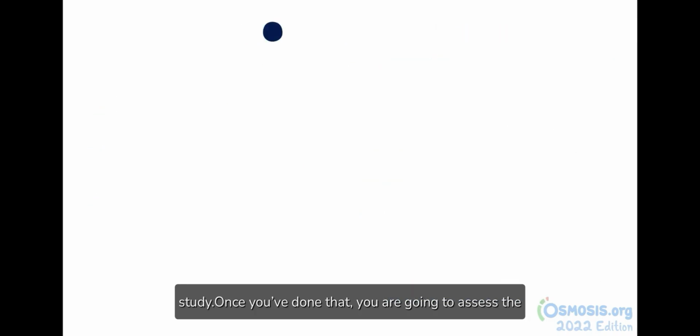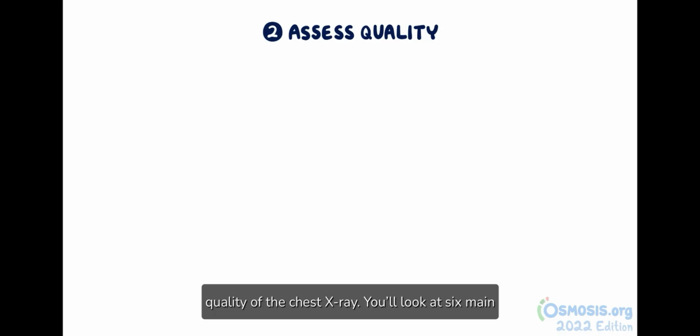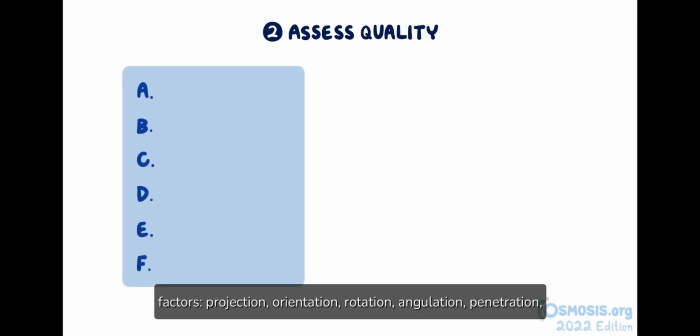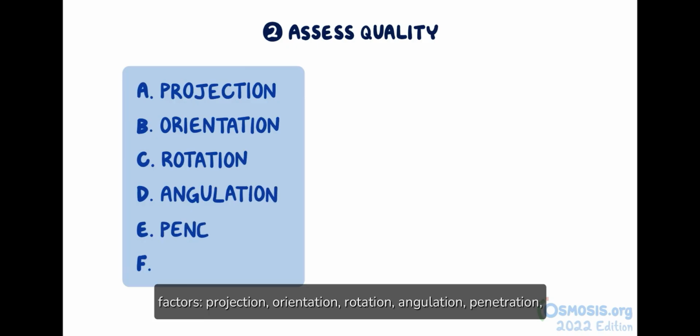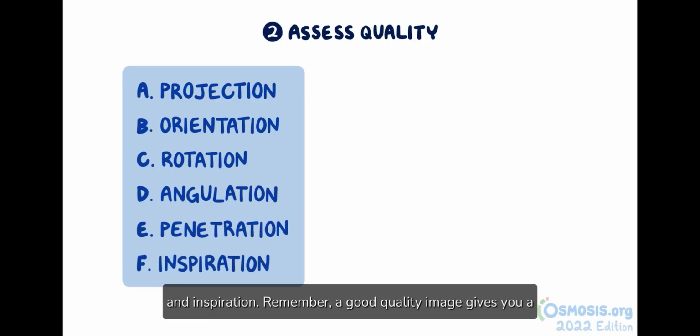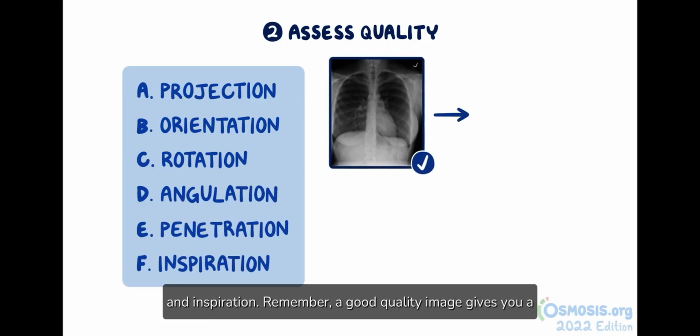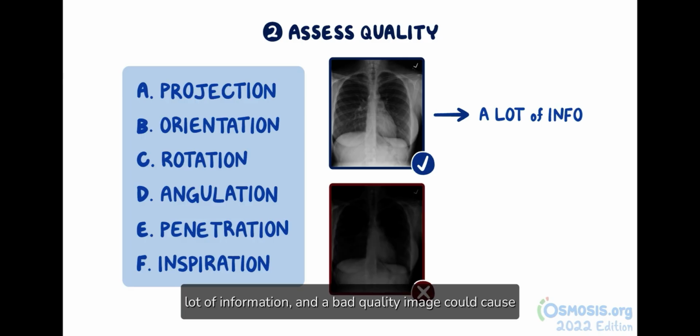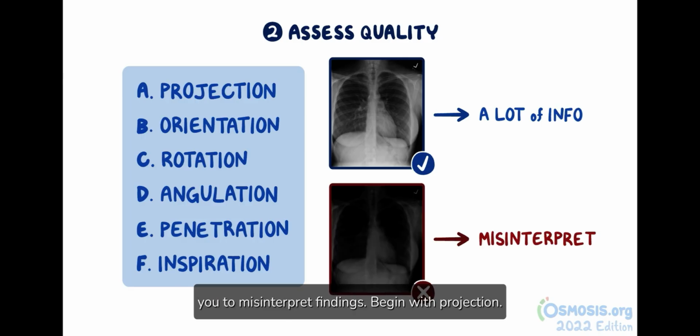Once you've done that, you're going to assess the quality of the chest x-ray. You'll look at 6 main factors: projection, orientation, rotation, angulation, penetration, and inspiration. Remember, a good quality image gives you a lot of information, and a bad quality image could cause you to misinterpret findings.